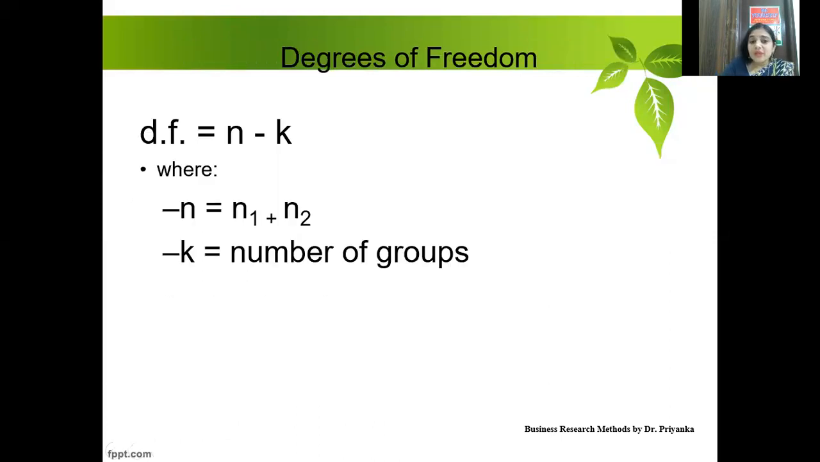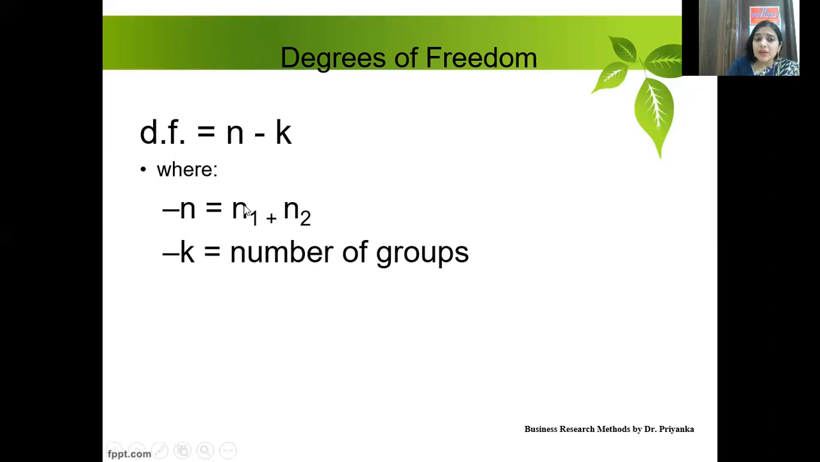Degrees of freedom is very important here. How would you calculate it? N minus k. N here is the total sample size. For example, if you have 2 groups, 3 groups, 4 groups, you will be summing all the values. For example, here we have got 2 groups.